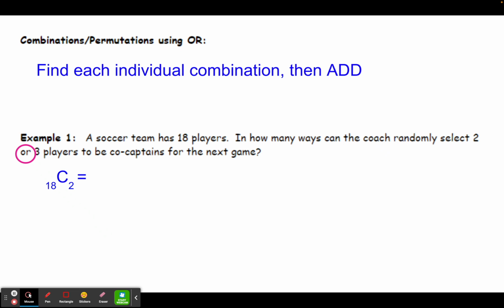With 18 players on the team, 18 combination 2 would tell us the number of ways the coach could select 2 co-captains. 18 combination 3 would tell us the number of ways the coach could select 3 co-captains. So the number of ways to select 2 or 3 co-captains would be the sum of those numbers.